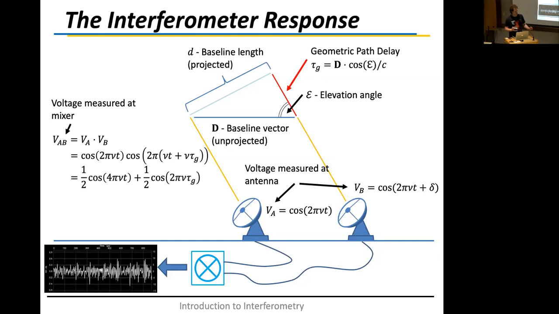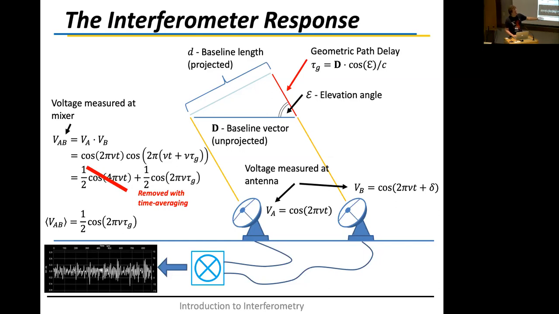So if you average this for a little bit of time, you'll find that the time variable piece basically completely goes away. And so the actual interferometer response that we're interested in is basically this cosine of something times the geometric path delay. This is the thing that we're basically trying to measure. This is the thing that we're really interested in. So now that we have a formula for what this thing looks like up on the sky, the next question is, okay, how do we use this?